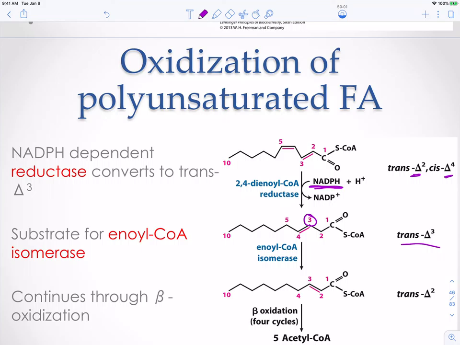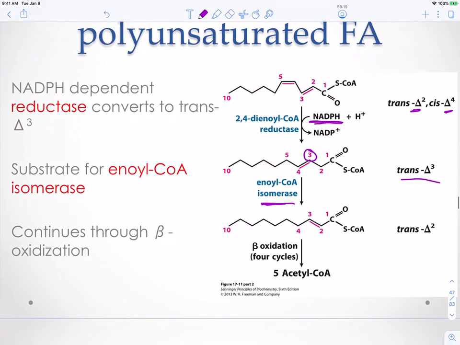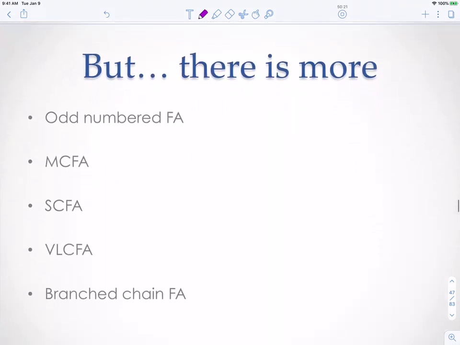Okay. And then after you have that, you are going to use an isomerase. Your isomerase is going to generate a trans delta 2, which is, of course, what you need in order to go into beta oxidation. So you go through beta oxidation and you get 5 acetyl-CoAs out of that. Okay, but that's not all. There are a few more things to talk about.